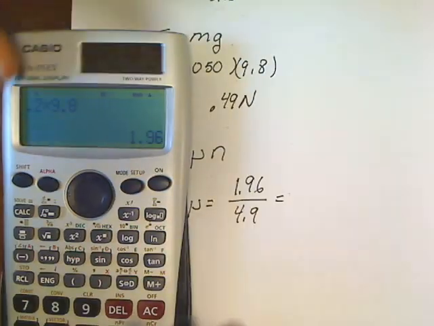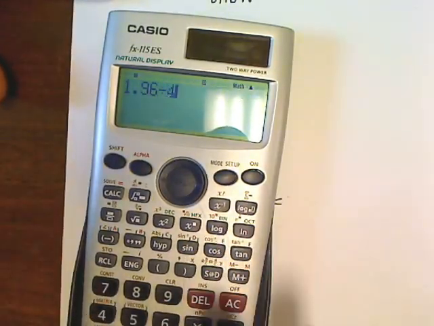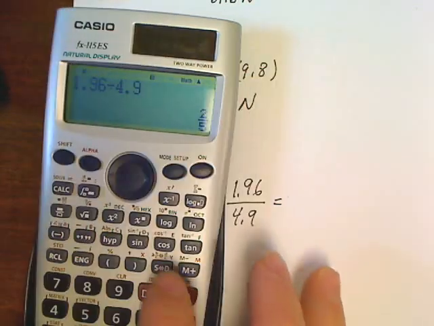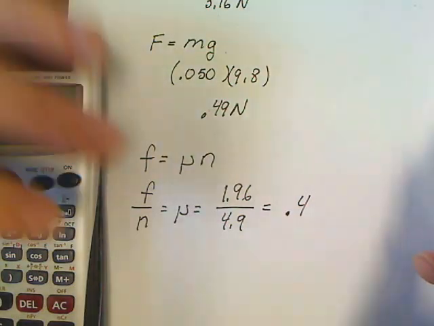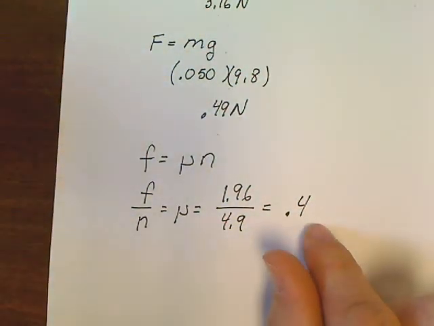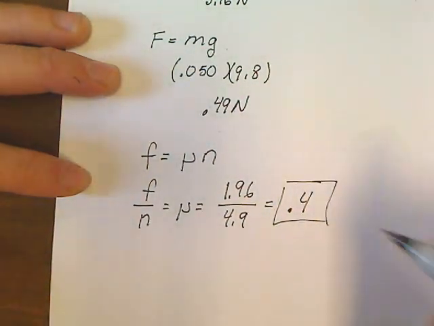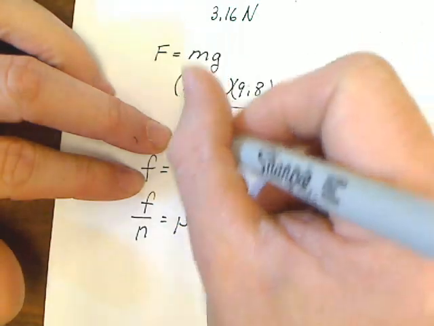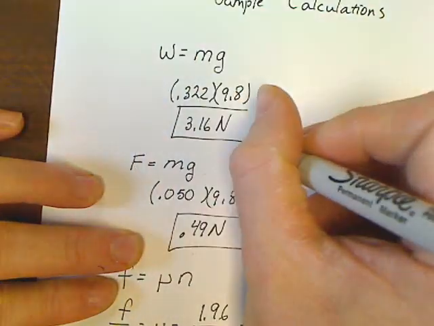Let's see what we got here. It's basically 2/5. 1.96 divided by 4.9. So I've got a mu of 0.4. What's the unit for this? There is no unit. Mu does not have a unit after it. Make sure on your data table, though, that all the other answers you've got do have a unit.